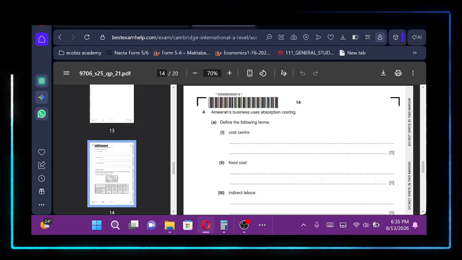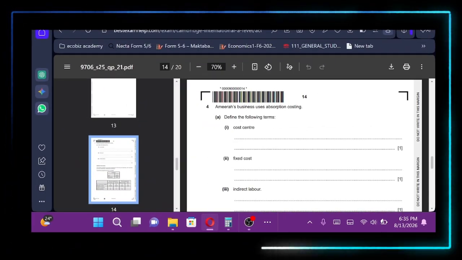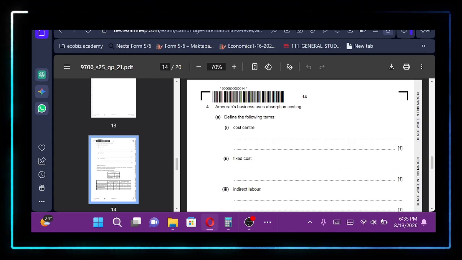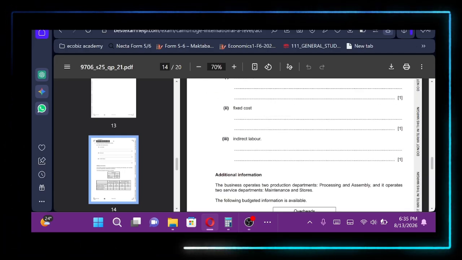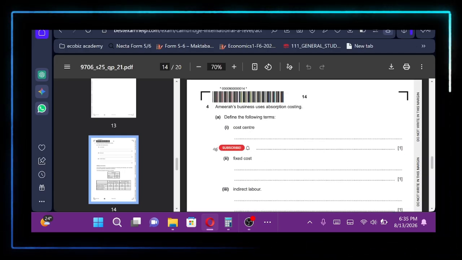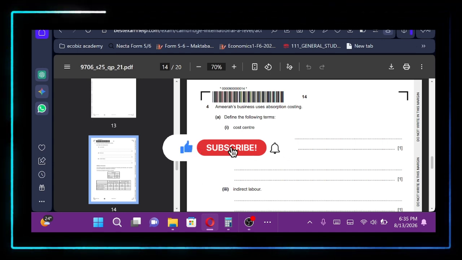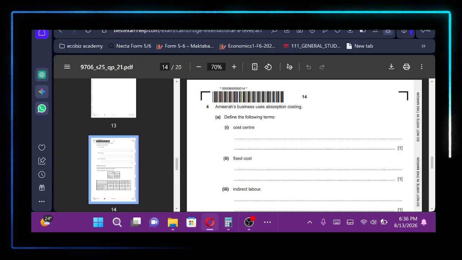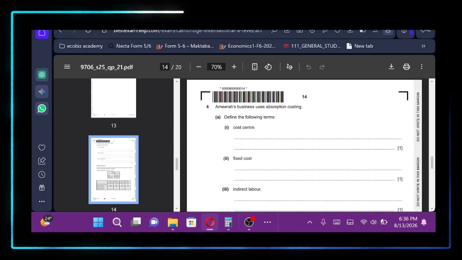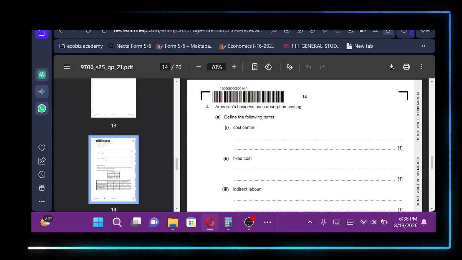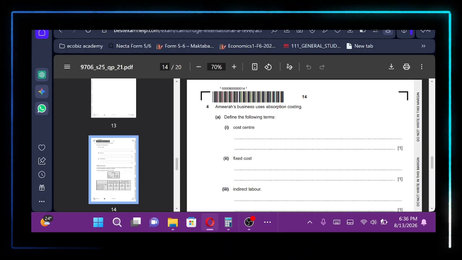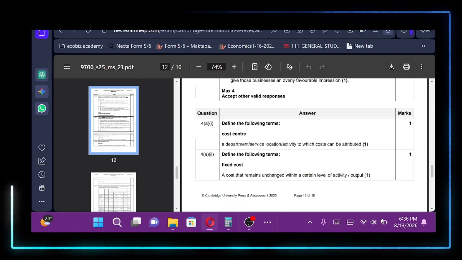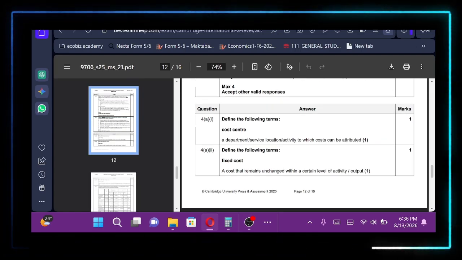Question number 4 says, Amira's business uses absorption costing. Part A, define the following terms: cost center, fixed cost, and indirect labor. So cost center, this is the center whereby the costs come in from all around the company. They come into the cost center. Now from the cost center, the costs are distributed to basically the departments. So that's the cost center. The marking scheme says a department where service can be attributed.